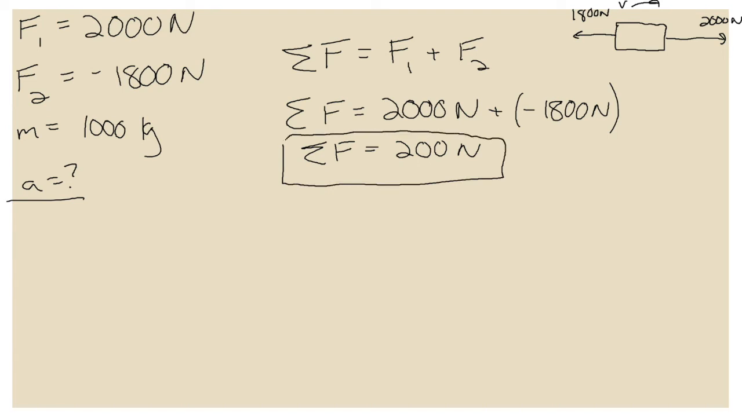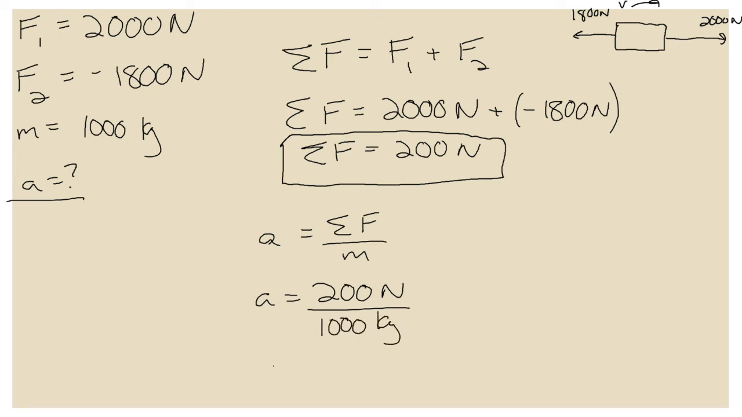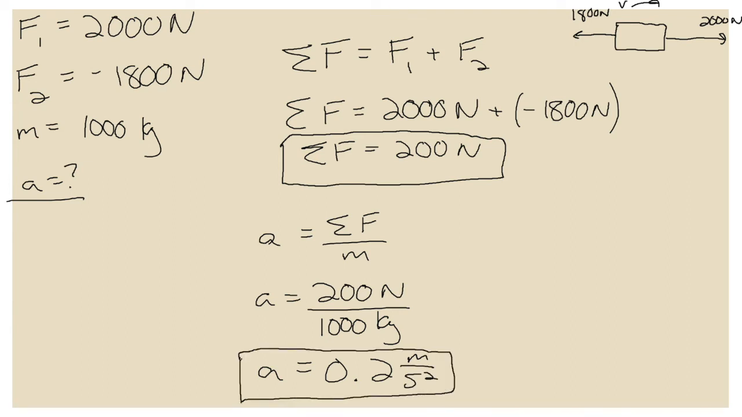And because Newton's second law says the acceleration is equal to the sum of the forces over the mass, I now know the sum of the forces is 200 newtons, and I divide that by the mass, 1,000 kilograms, and that gives me an acceleration of 1/5. 200 is 1/5 of 1,000, and so that would be 0.2 meters per second squared. And that's it for part A.